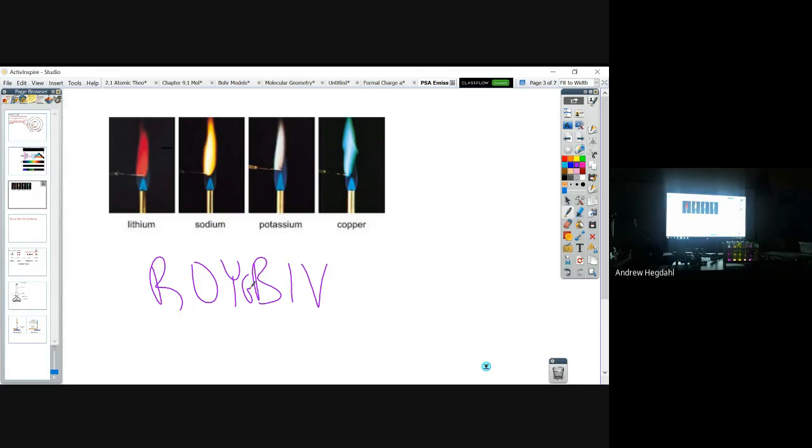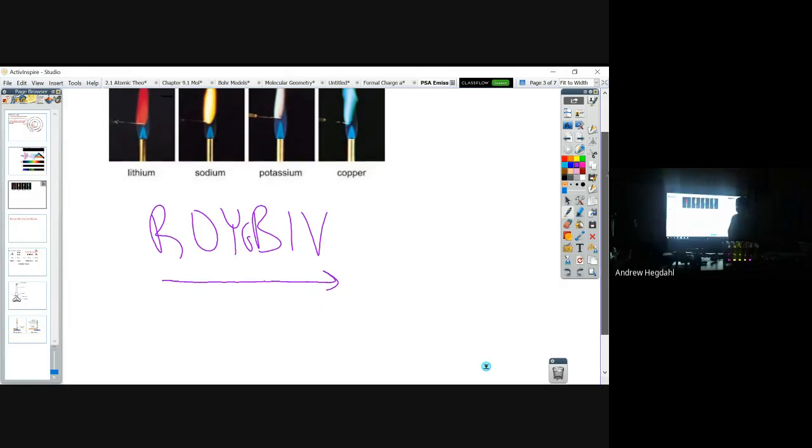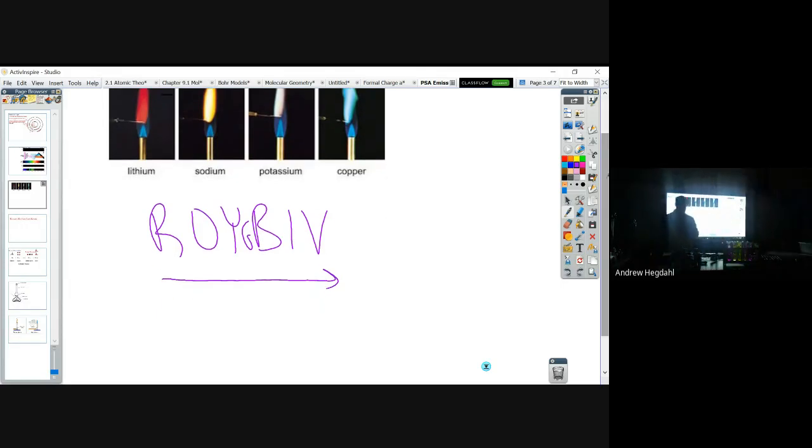All right. So what do you think that means? The trend is for the energy of light as I go from left to right, saying Roy G. Biv. Is red a low or high energy light? Low. Low, okay. So going from left to right in Roy G. Biv, I have increasing energy.